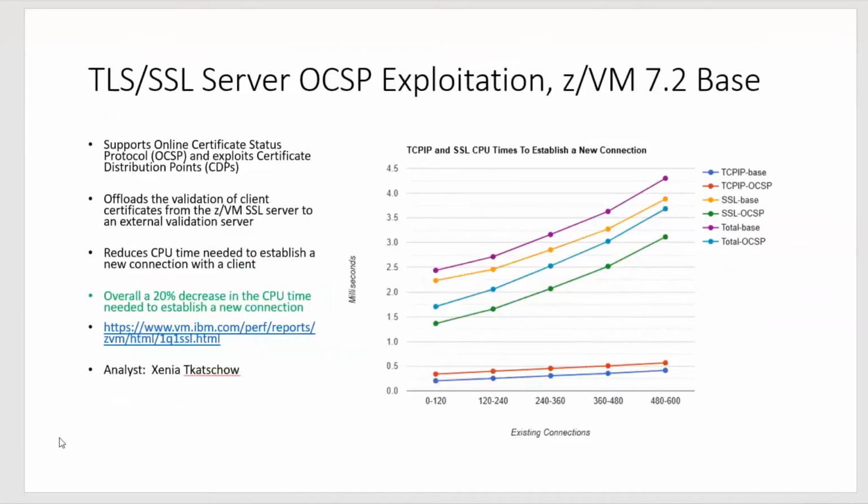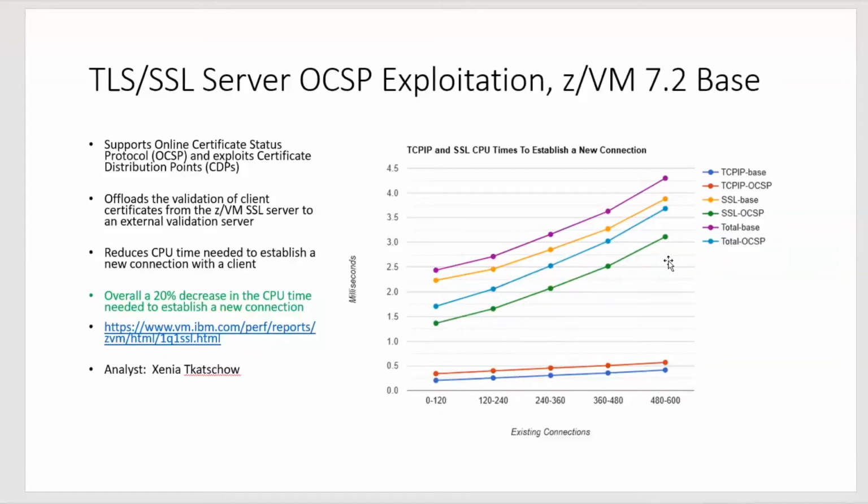One of the other things that we did was we changed the TCP/IP stack so that it could offload the validation of client certificates to what we call an external validation server. And Xenia Katashow did the measurements here for us. We looked for whether we could get rid of some CPU time that was associated with establishing a new connection. So Xenia has this workload that kind of puts the stack into a frenzy. It just continues to allocate and allocate and allocate new connections until it has about 600 of them.